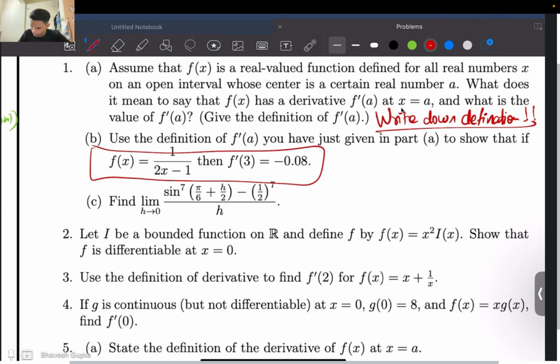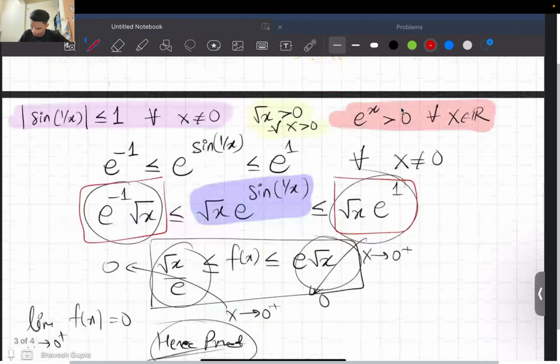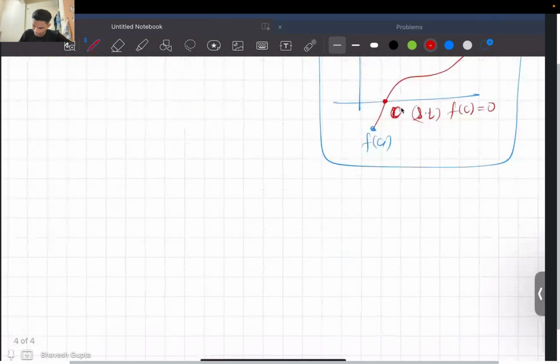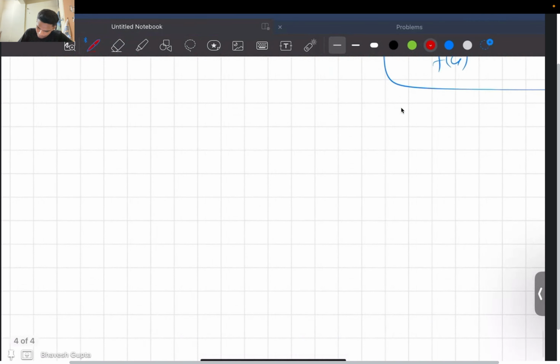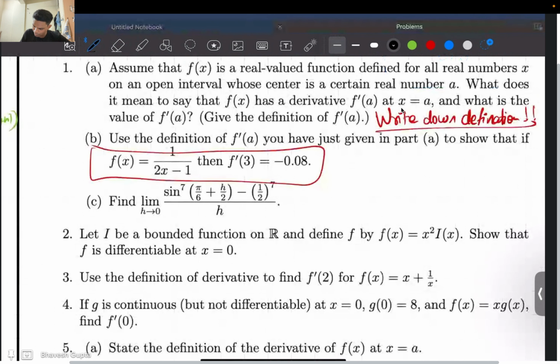Let me do this for you at least once, like how we can properly write down everything. So in this case we have f dash 3 would be limit h tends to 0. This was my function, right? You can see from here, my function is 1 over 2x minus 1.